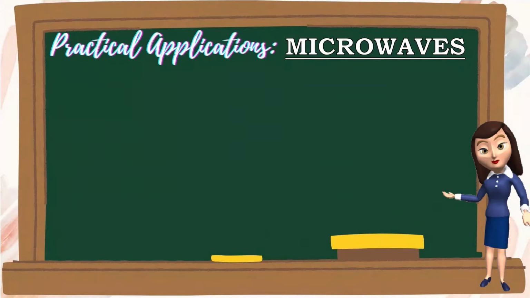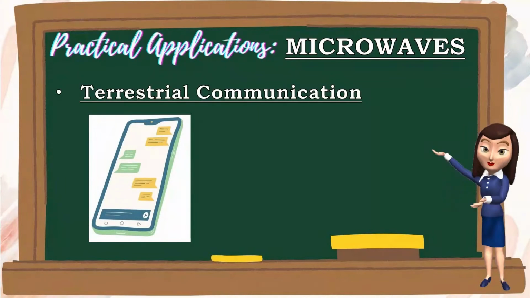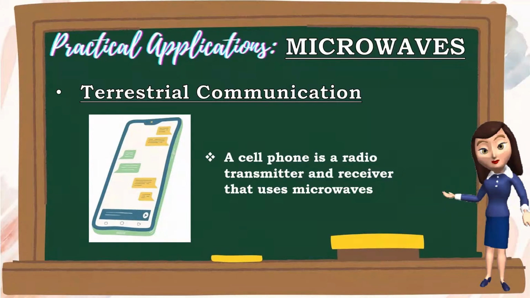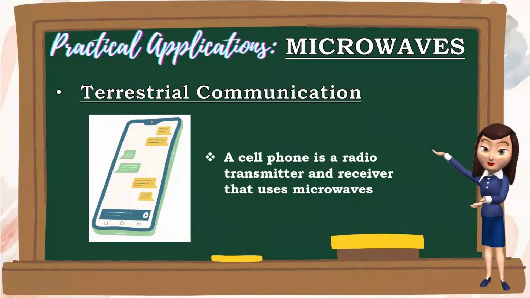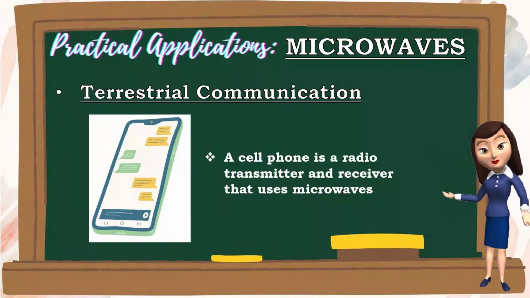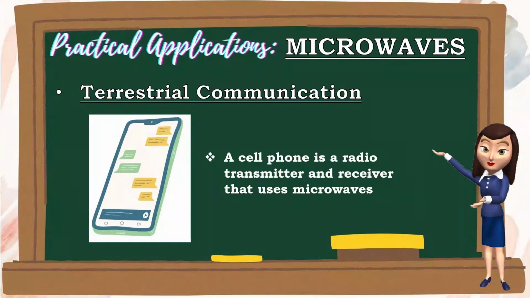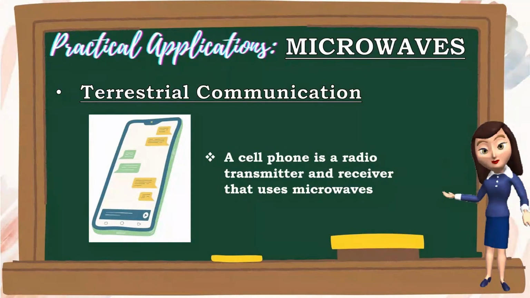Next is the terrestrial communication. A cell phone is a radio transmitter and receiver that uses microwaves. Each cell has its tower that receives and sends microwave signals. There you go! The cell phones that we cannot live without use an electromagnetic wave that is microwave.